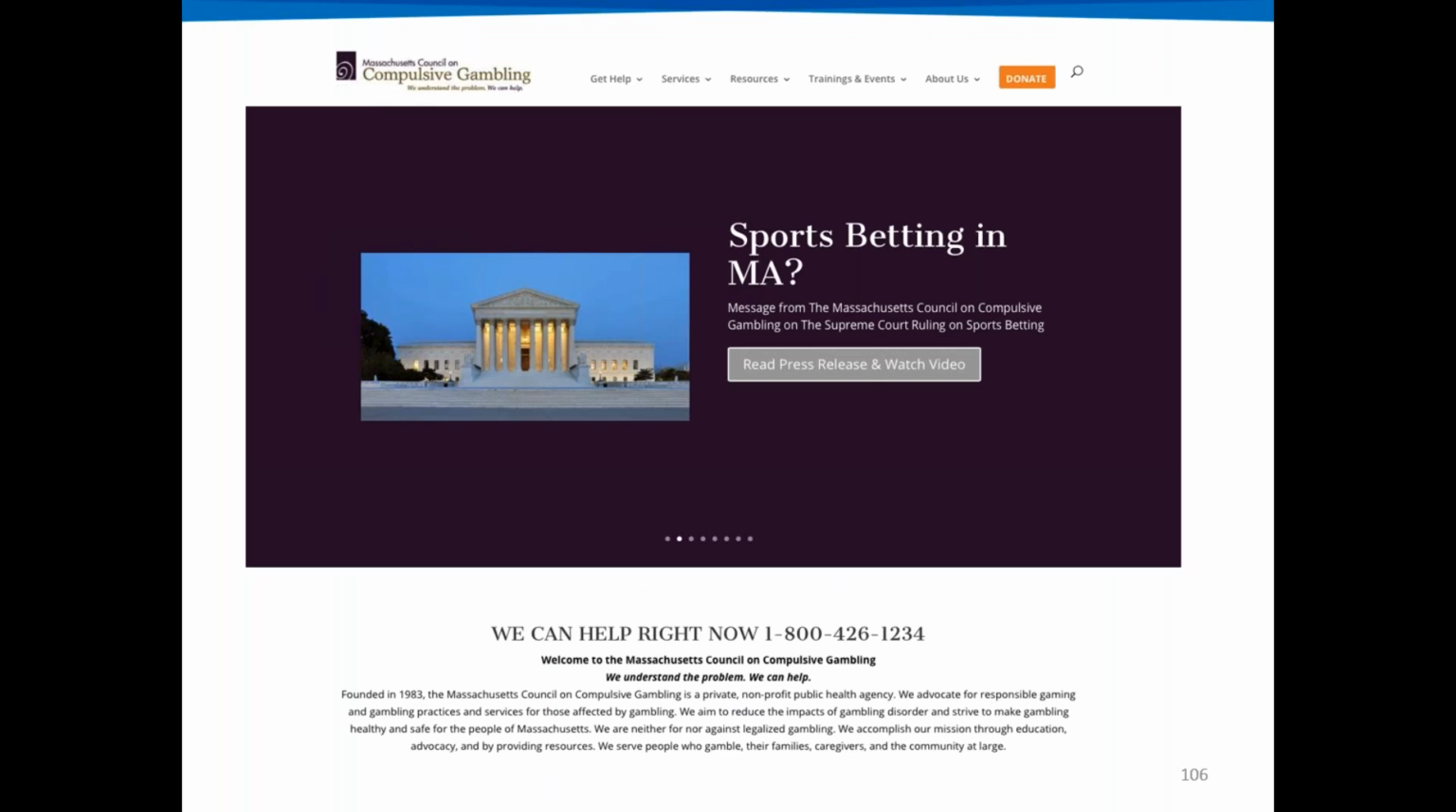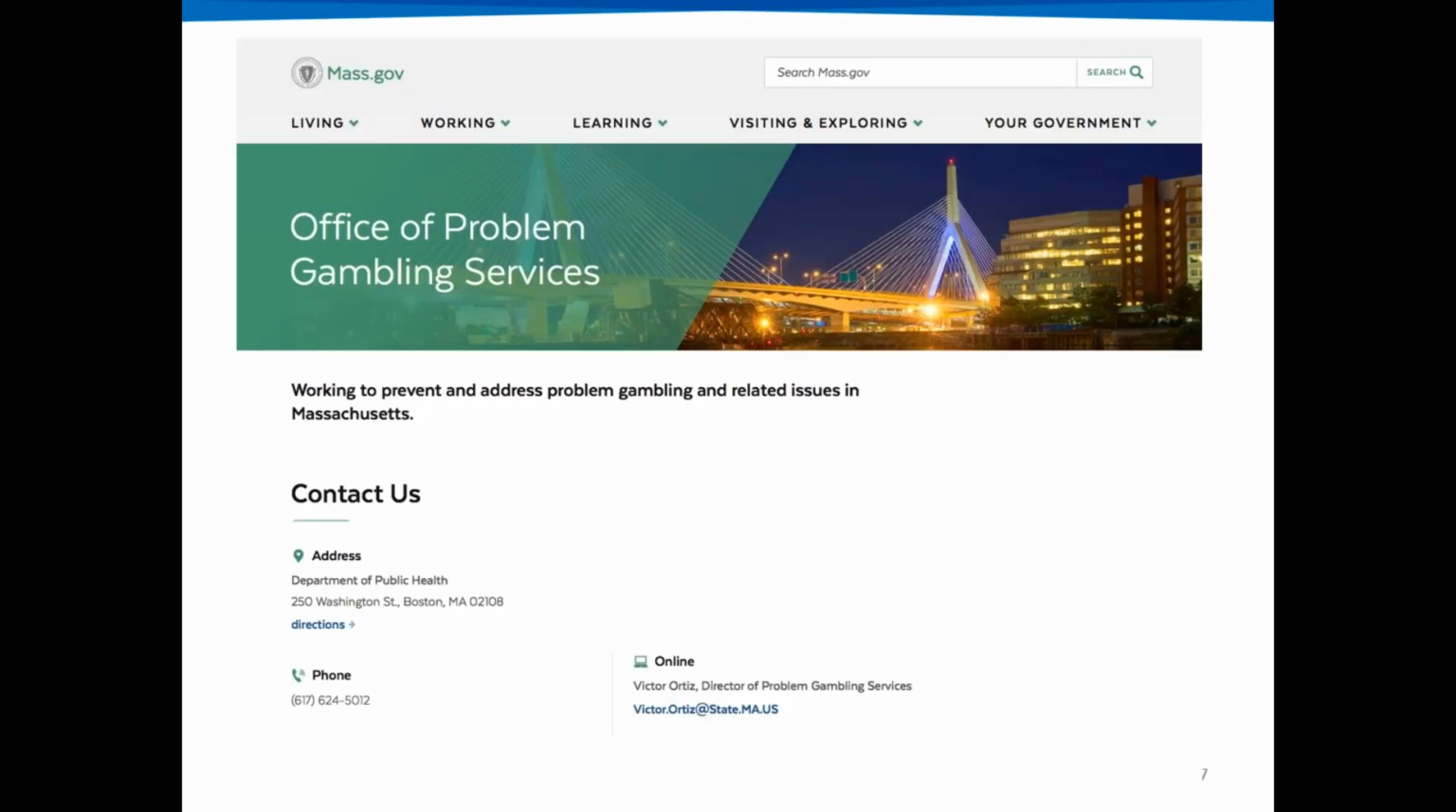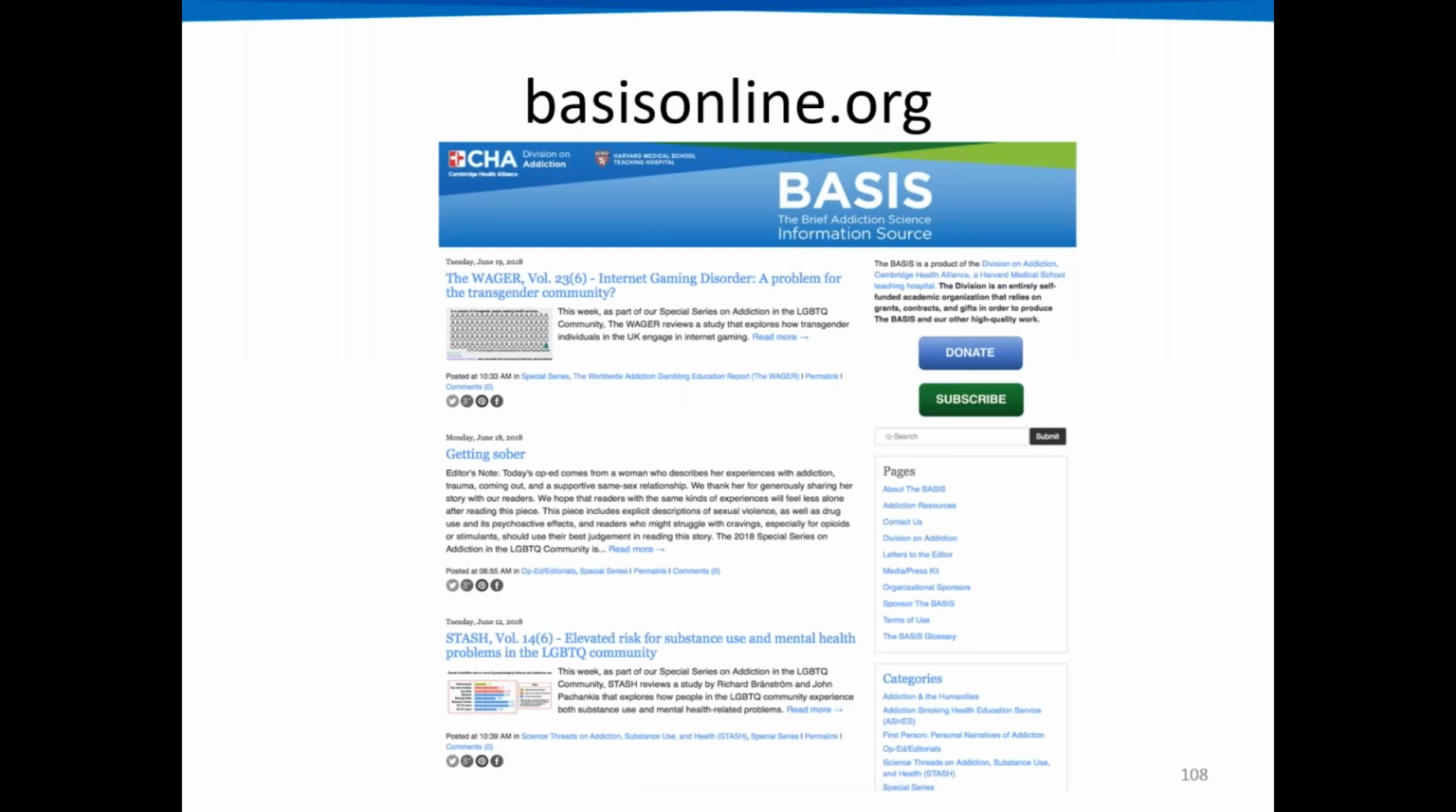Another resource that providers who might be new to gambling treatment should know about is the Massachusetts Council on Compulsive Gambling, who currently are contracted with the Department of Public Health to provide capacity building for gambling treatment in Massachusetts. The Mass Council also operates the state's gambling helpline, which is 1-800-426-1234, and the state's casino-located GameSense Info Centers, at which people can self-exclude from gambling. Likewise, providers should be aware that the Commonwealth now has an Office of Problem Gambling Services at the Bureau of Substance Addiction Services.